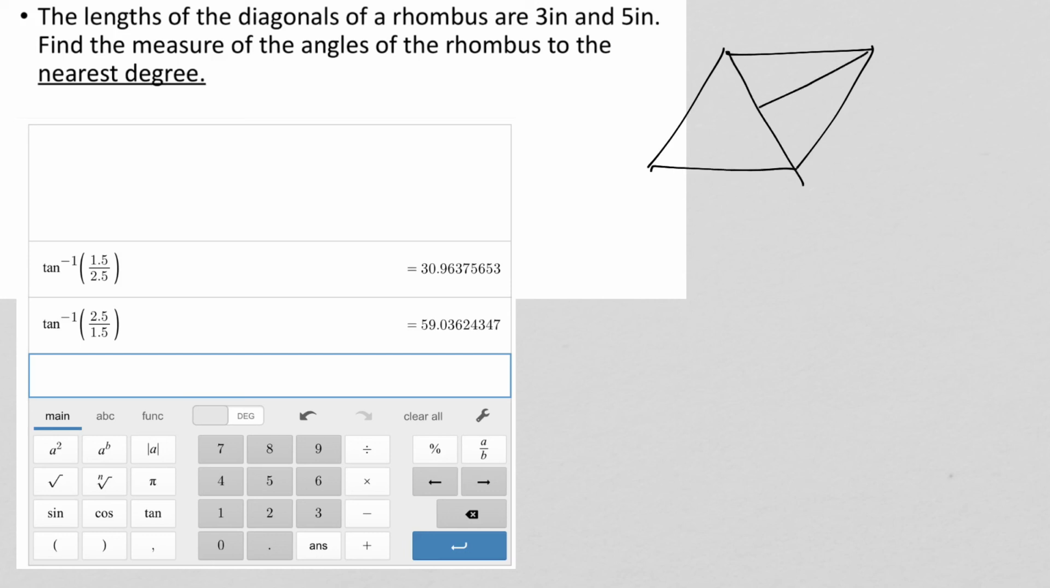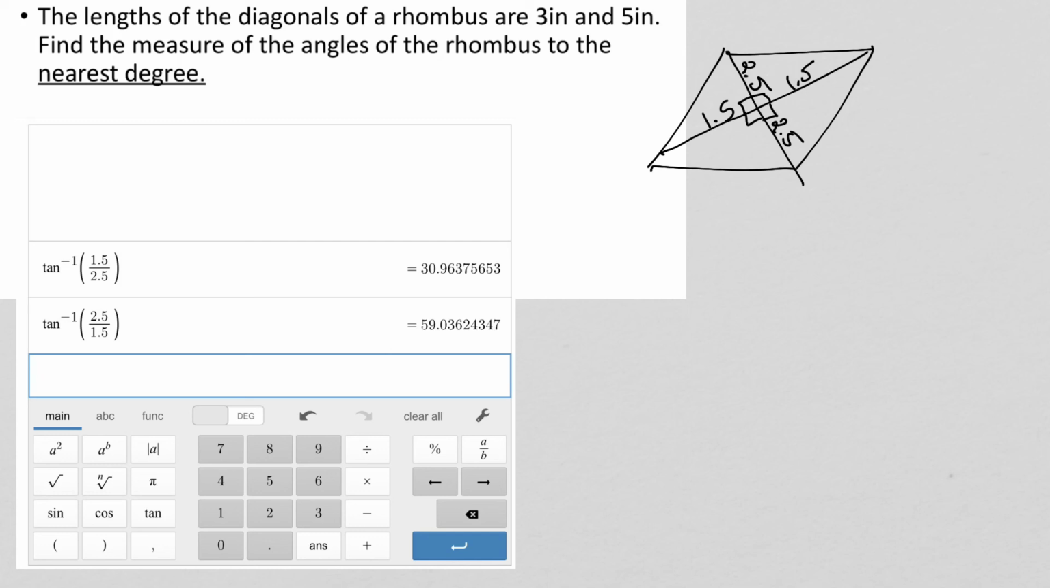We know that in a rhombus, the diagonals bisect each other. So if one whole diagonal is 3, that makes each of these pieces 1.5 each. That's a total of 3. The other diagonal is 5, so that makes this 2.5, 2.5. And we have right triangles. So we have 4 right triangles that are all identical here.